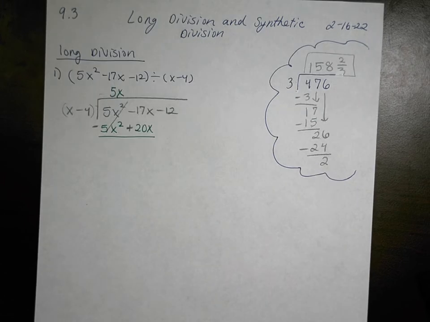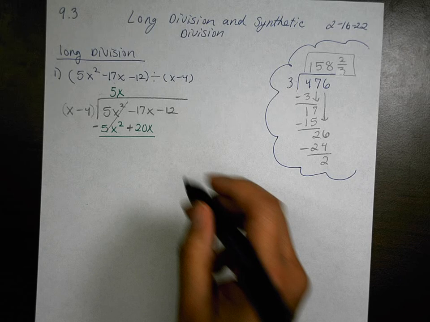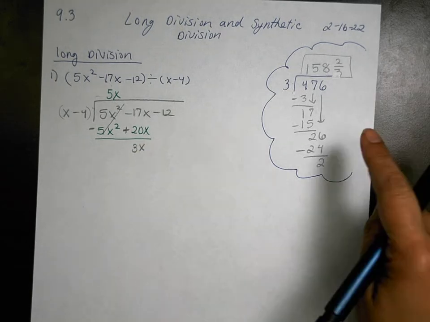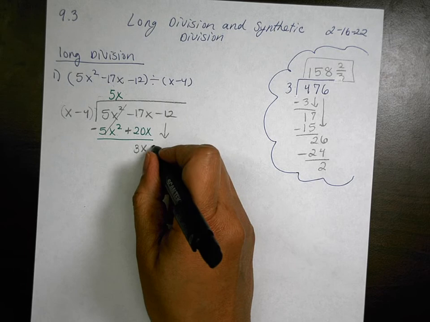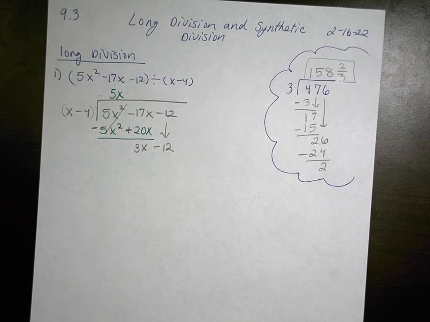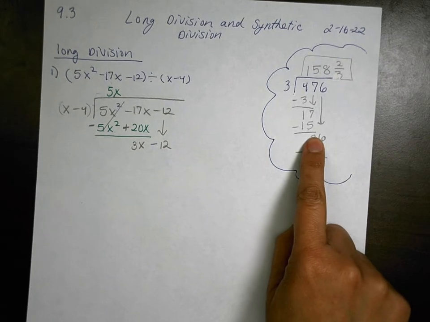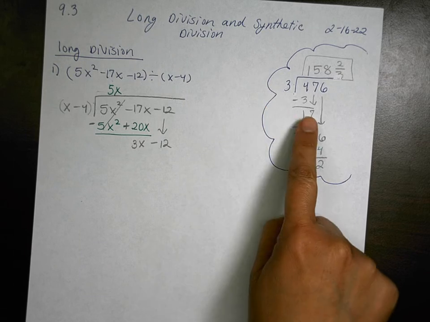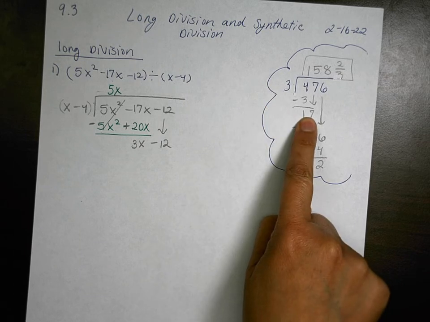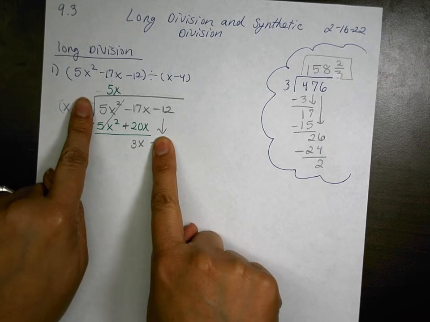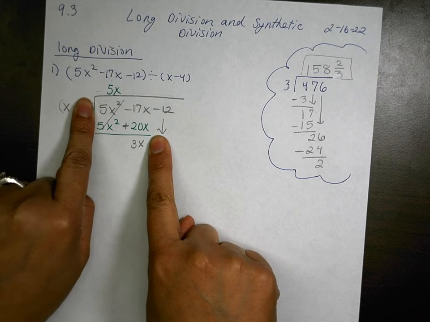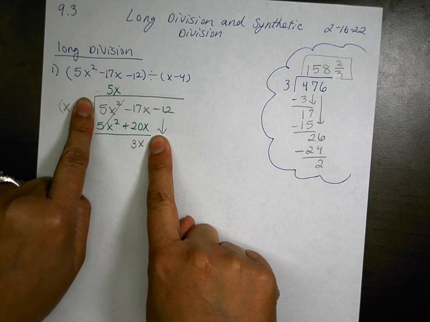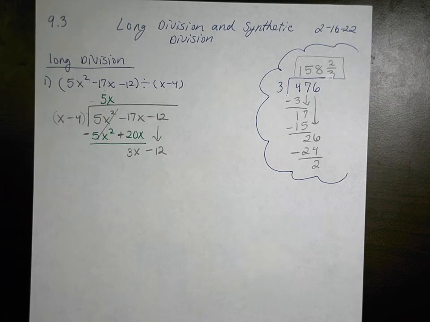What's negative 17 plus 20? 3x. And then like we brought the 6 down, we're going to bring down the minus what? Okay. And then, like we did over here where we started all over, 3 goes into 17 how many times? We're going to start all over. I'm going to cover and cover and ask you guys, x times what is 3x? Positive 3 or negative 3? So up here I'm going to put a plus 3.